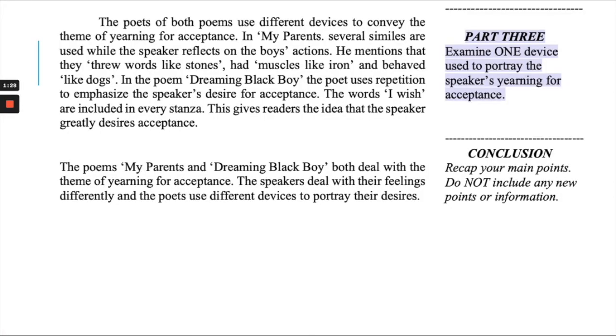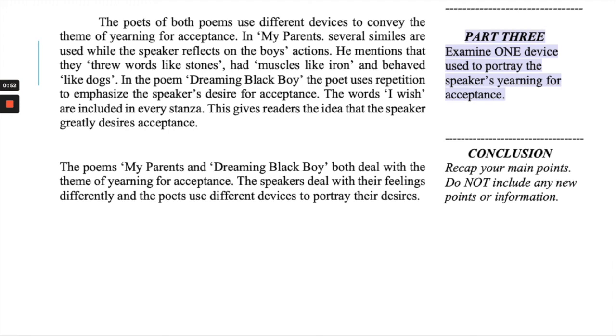The poets of both poems use different devices to convey the theme of yearning for acceptance. In My Parents, several similes are used while the speaker reflects on the boy's actions. He mentions that they threw words like stones, had muscles like iron, and behaved like dogs. In the poem Dreaming Black Boy, the poet uses repetition to emphasize the speaker's desire for acceptance. The words I wish are included in every stanza. This gives readers the idea that the speaker greatly desires acceptance.